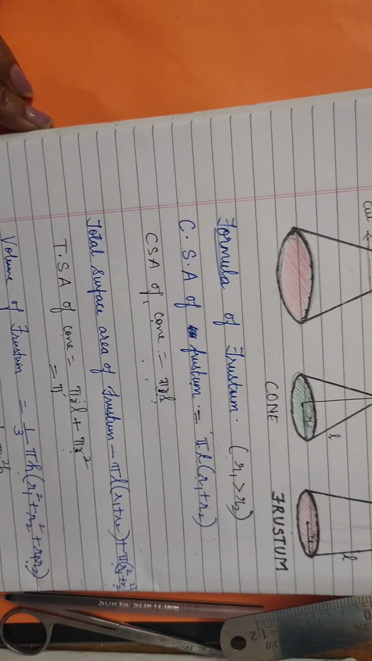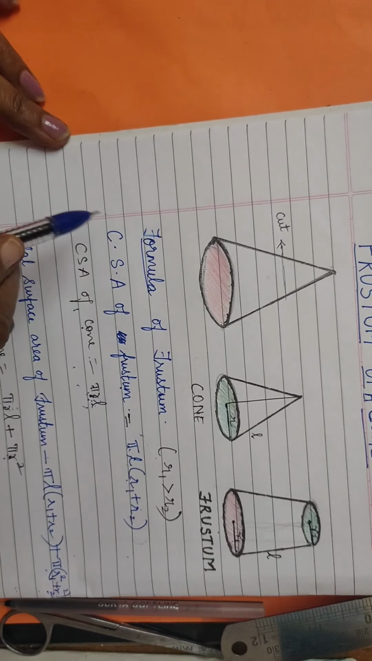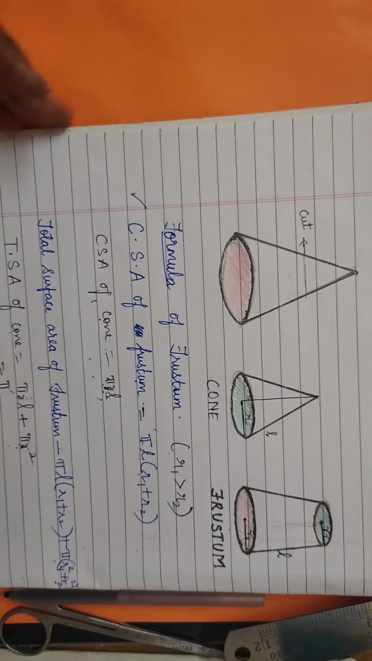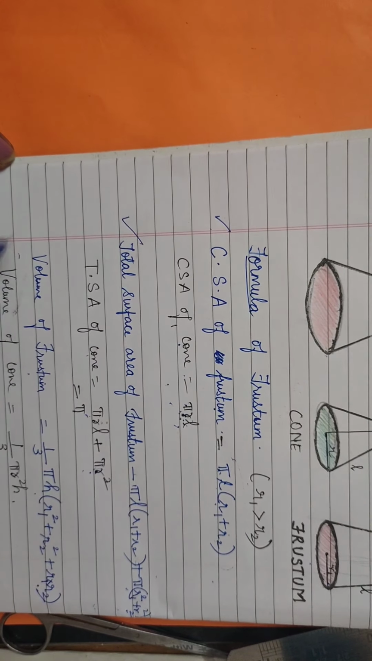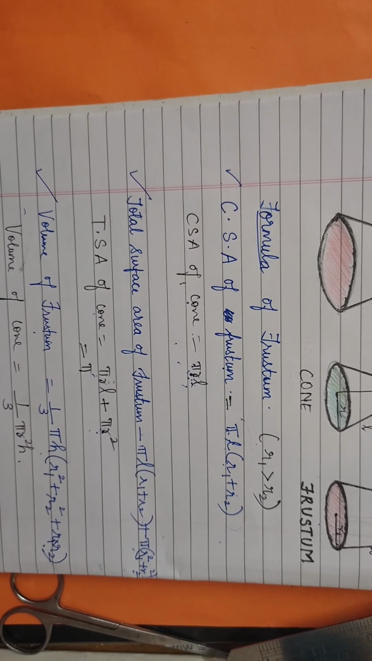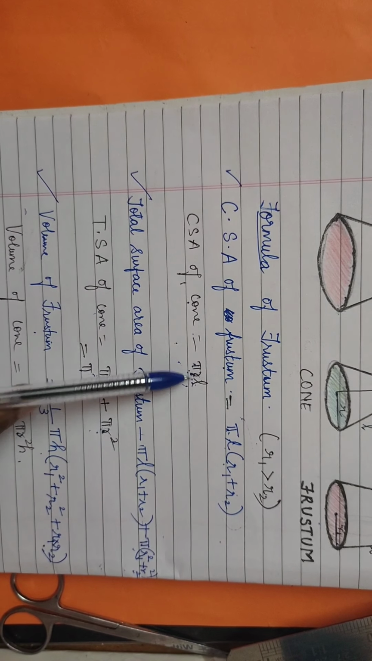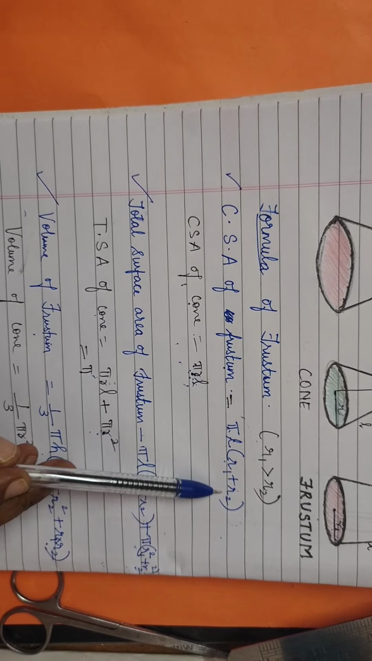So let's recollect again. What is the curved surface? What all we have to learn? Curved surface area of a frustum. Yes. Total surface area of a frustum and the volume of a frustum. How it has come, it's very clear. Only we have substituted in the place of r as R1 plus R2.